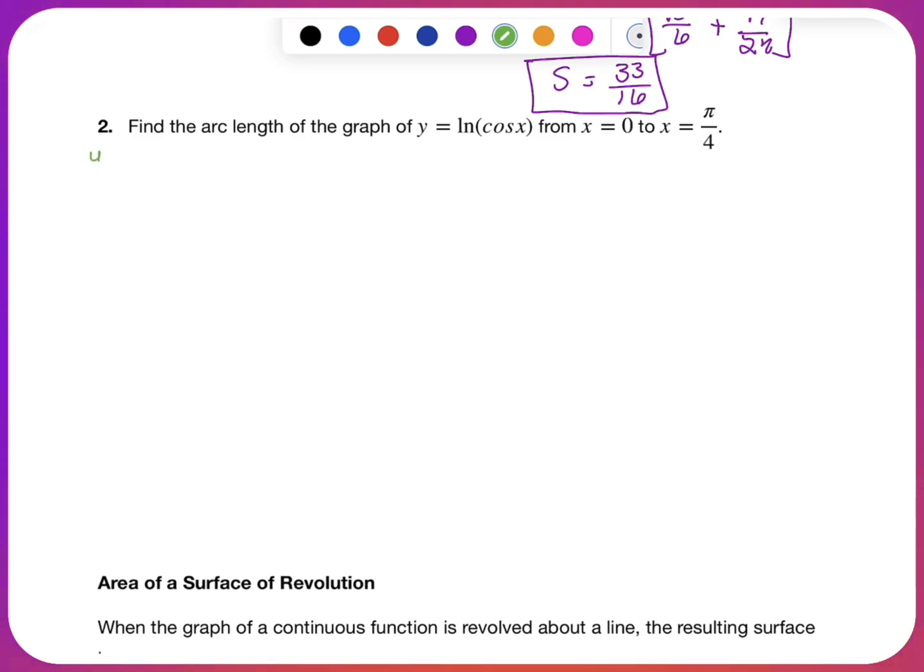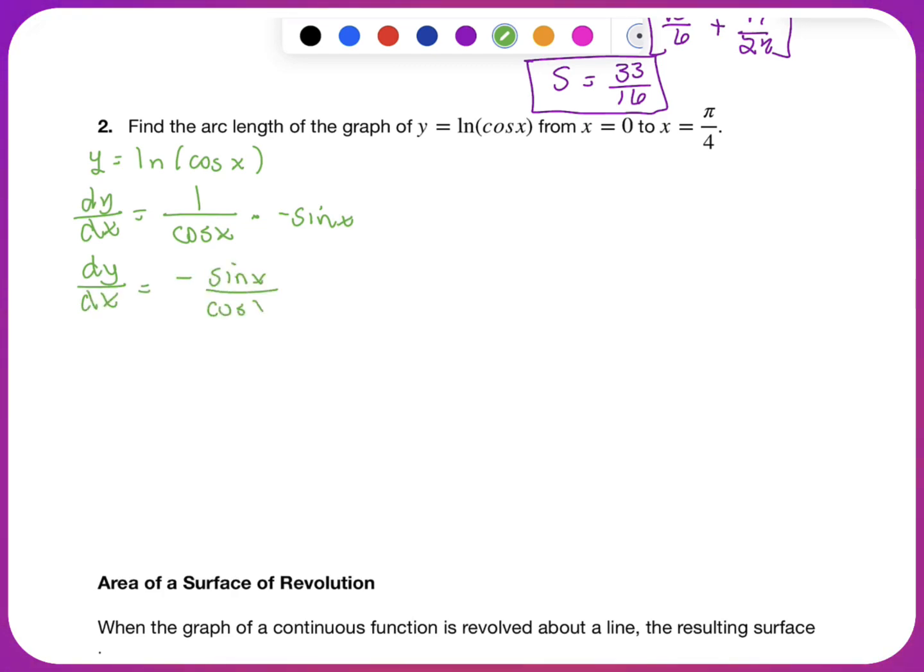Okay, we're going to find the arc length of this graph. Our y is equal to natural log of cosine of x. Again, we need to start by finding the derivative of this function. We're going to use the chain rule. The derivative of natural log is 1 over cosine of x in this case, times the derivative of the inside, which is negative sine of x. And then we know that negative sine of x over cosine of x is simply negative tangent of x.